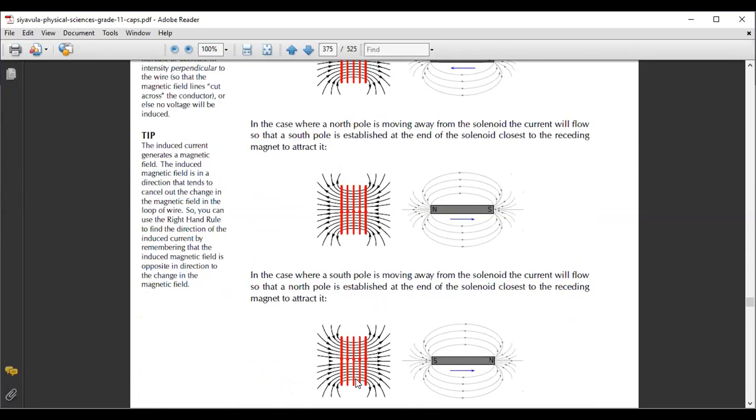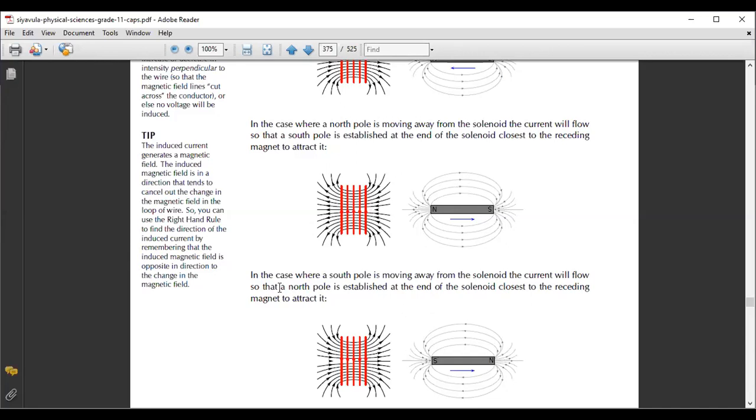Okay. So in the case where the south pole is moving away from the solenoid, the current will flow so that the north pole is established at the end of the solenoid closest to the receding magnet to attract it. Okay. So this is the one, the north pole. It's slowly attracting the solenoid.